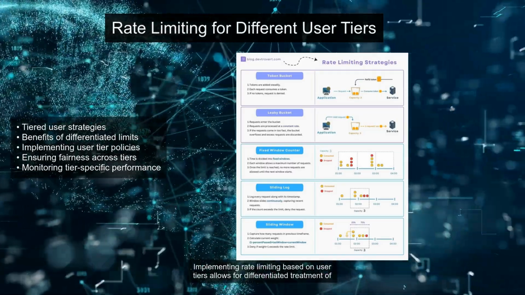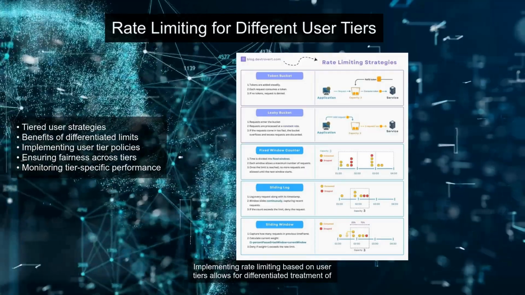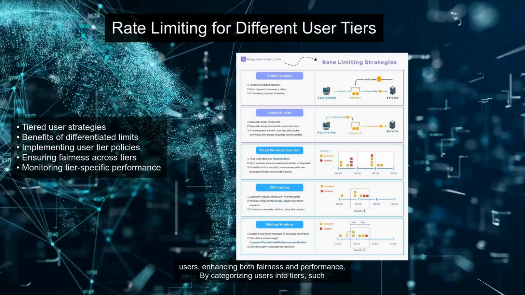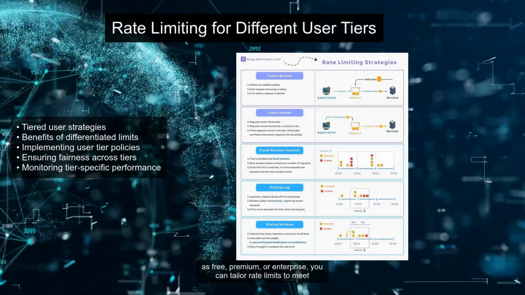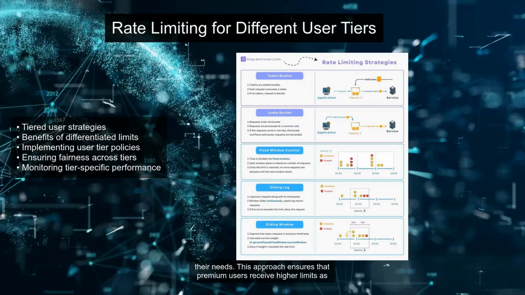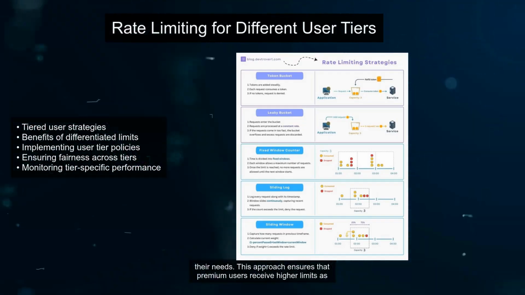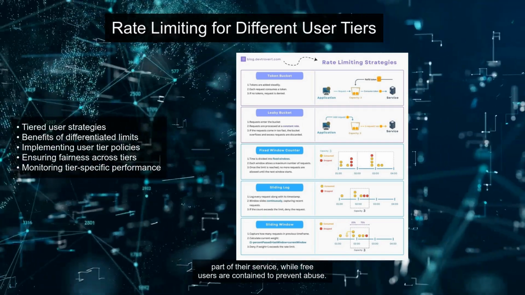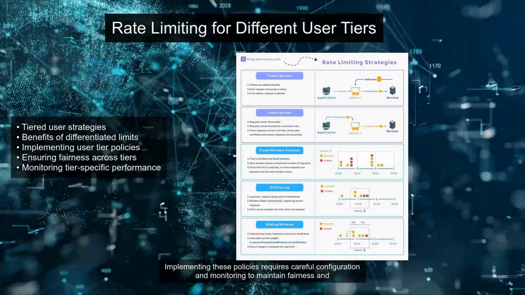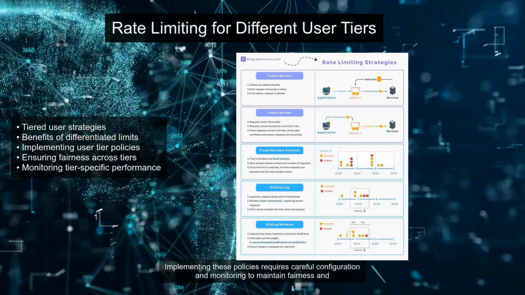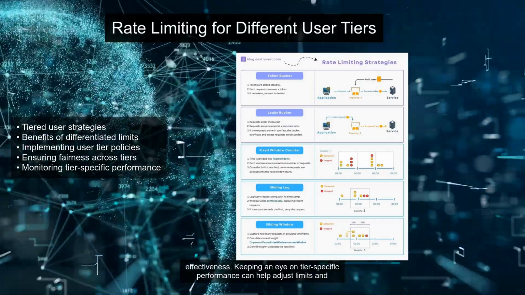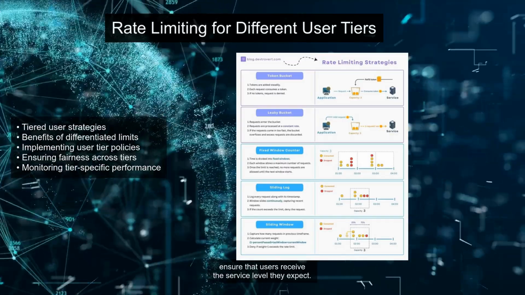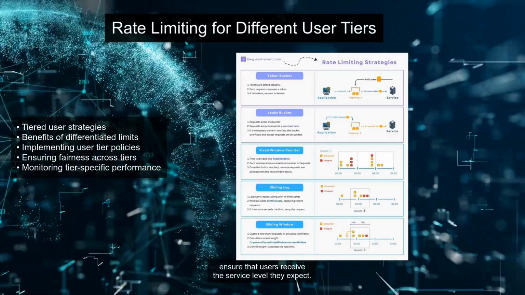Implementing rate limiting based on user tiers allows for differentiated treatment of users, enhancing both fairness and performance. By categorizing users into tiers, such as free, premium, or enterprise, you can tailor rate limits to meet their needs. This approach ensures that premium users receive higher limits as part of their service, while free users are contained to prevent abuse. Implementing these policies requires careful configuration and monitoring to maintain fairness and effectiveness. Keeping an eye on tier-specific performance can help adjust limits and ensure that users receive the service level they expect.